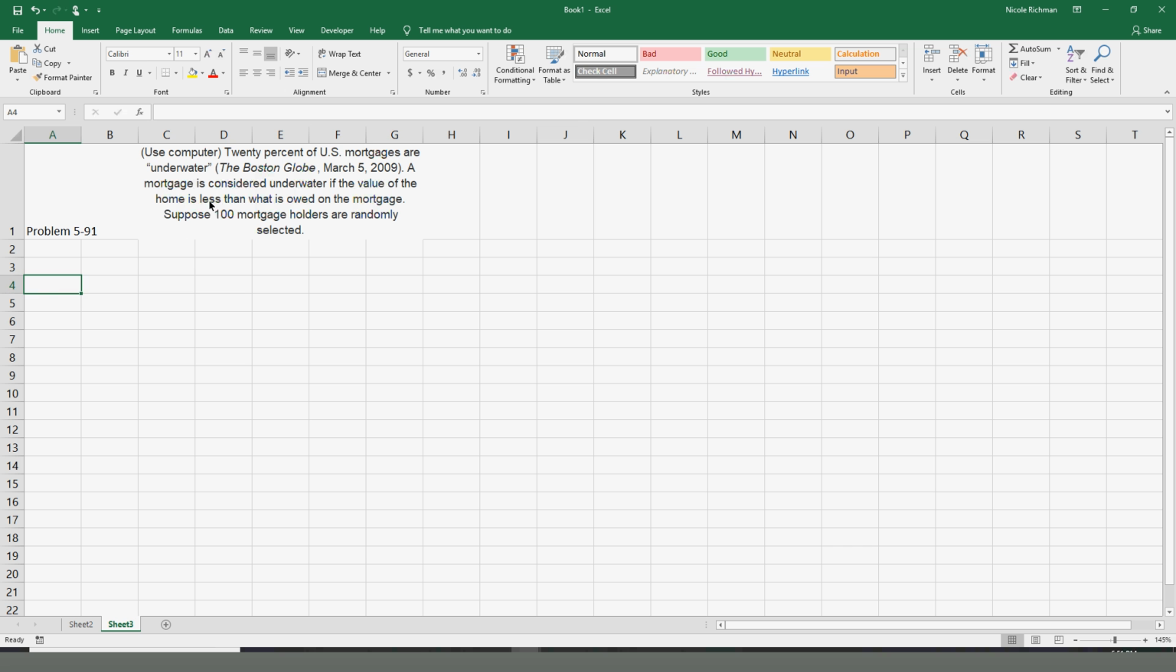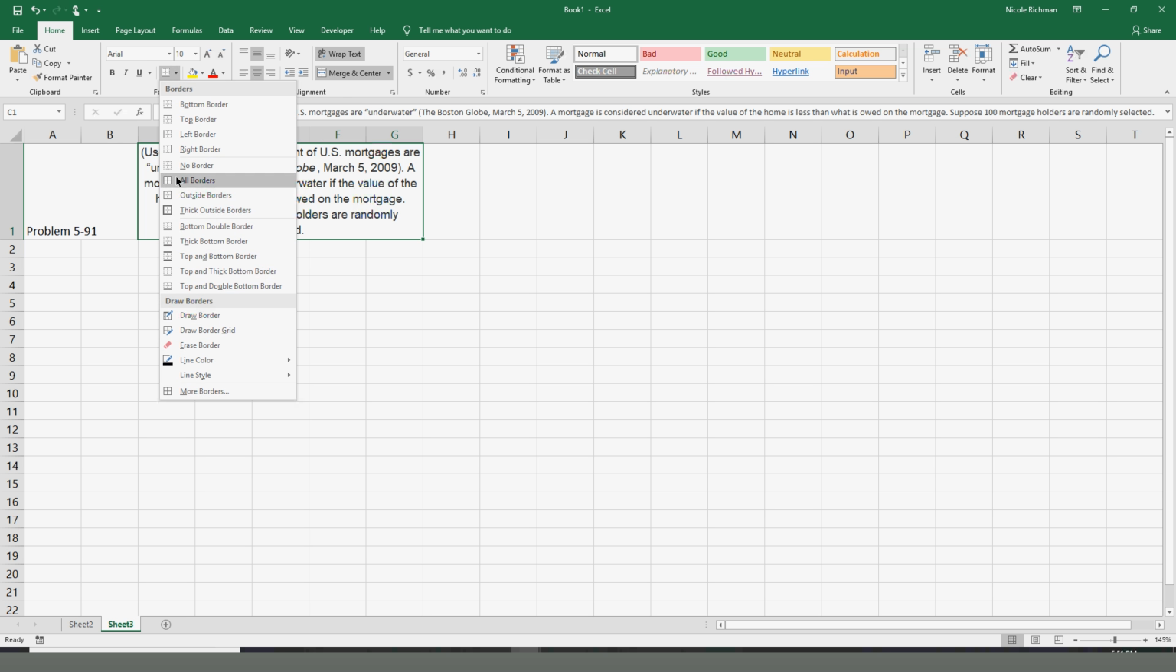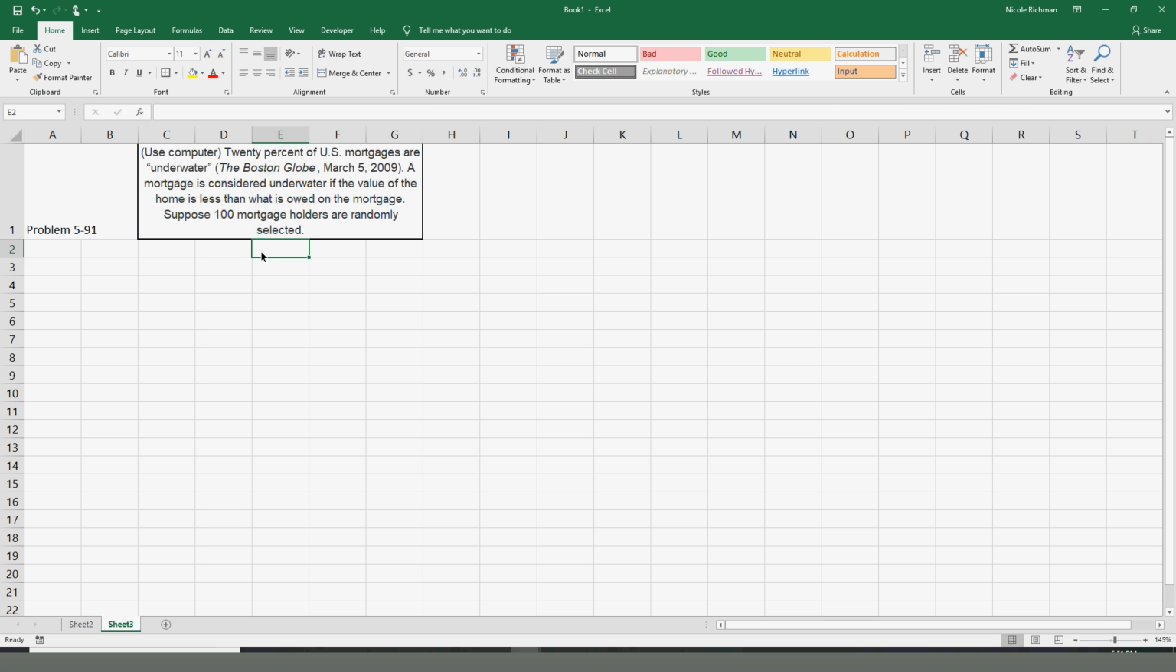Okay, so in this case we have 100 randomly selected mortgage holders. We know that 20% of the mortgages were underwater as of 2009, where the value was owed more than the value of the home was less than what was owed on the mortgage. So what it wants to know is what's the probability of X, the number of mortgages out of the 100 randomly selected, will equal 15. So what's the probability that 15 of those homes of the 100 will be underwater?